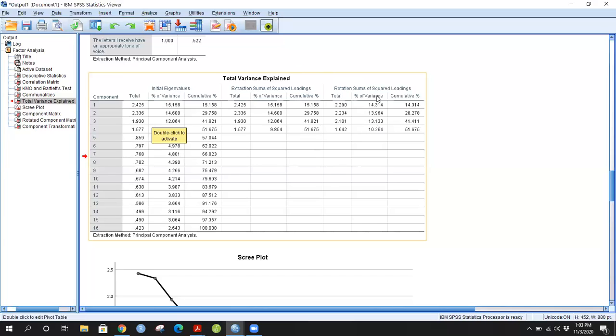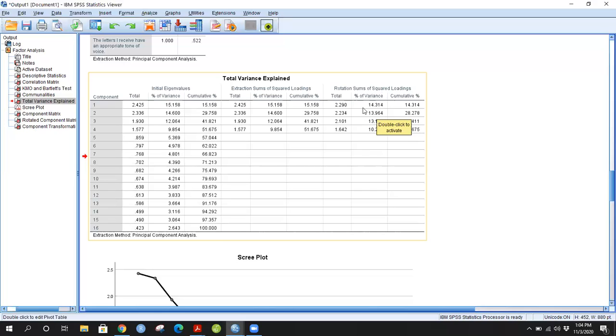Now coming on to the rotation sum of squared loadings. These values represent the distribution of variance after the Varimax rotation. Since the Varimax rotation tries to maximize the variance of each factor, we see the variation being spread over here. In this percentage of variance column, the spread is more evenly distributed as compared to the other panel.